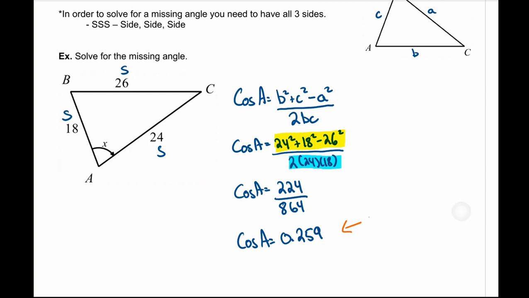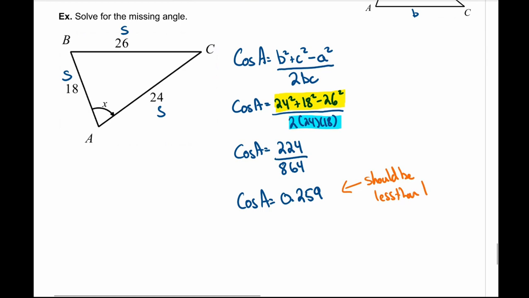And again, one way to check this value or this ratio is that it should be less than 1 when we go through and do it. In this case it is. Now the last step, anytime we have to solve for an angle, we have to use the inverse. So to get A by itself, I move the cosine over, becomes cosine negative 1 of 0.259, and I get an angle of 74.97, so 75 degrees. So that is my missing angle.